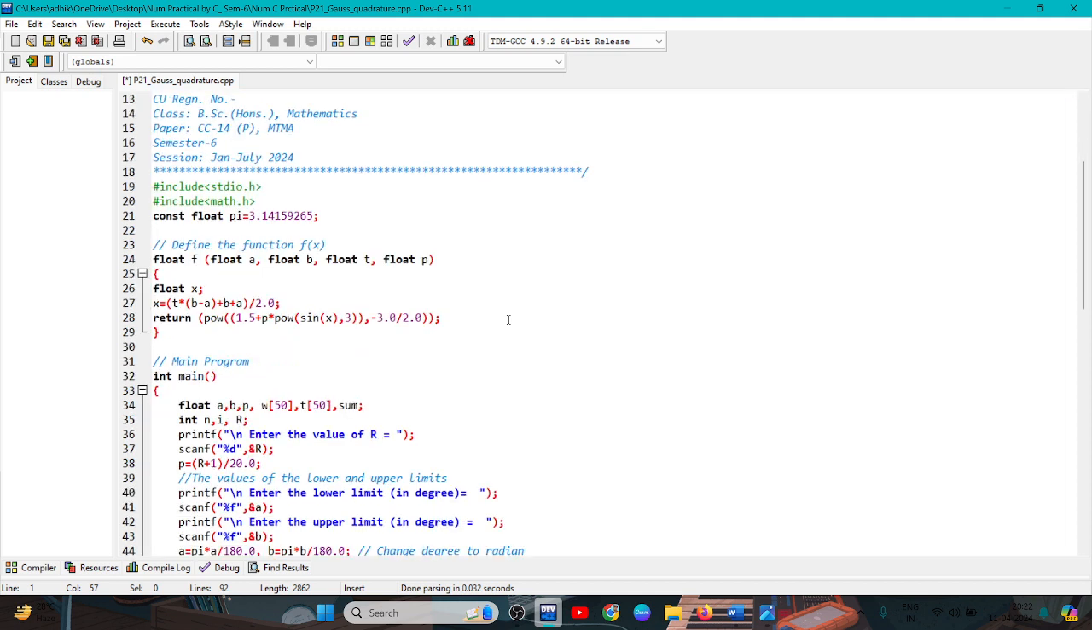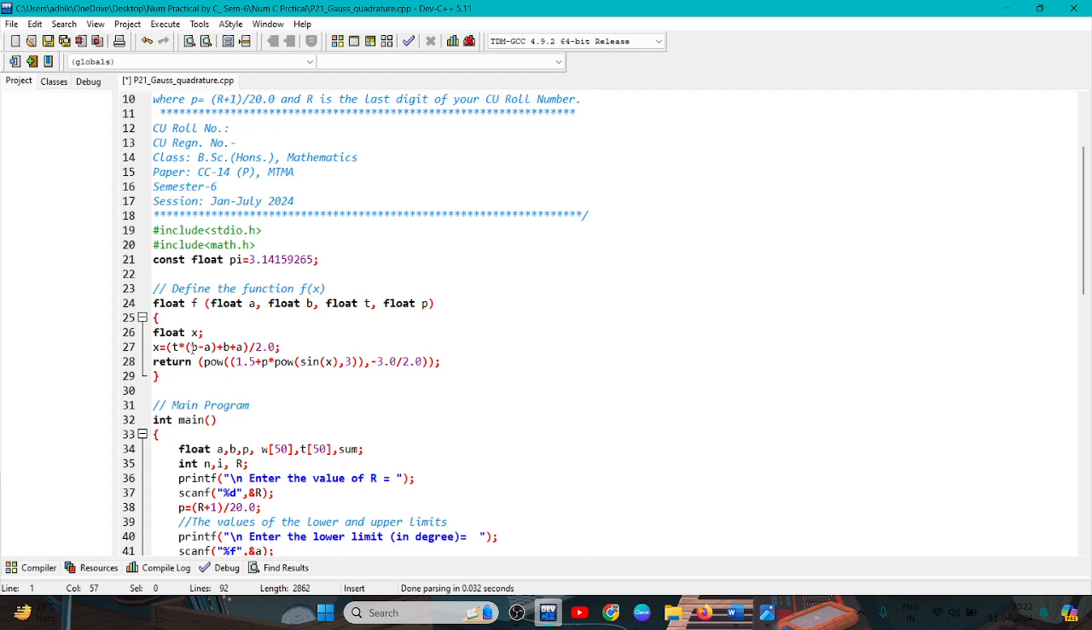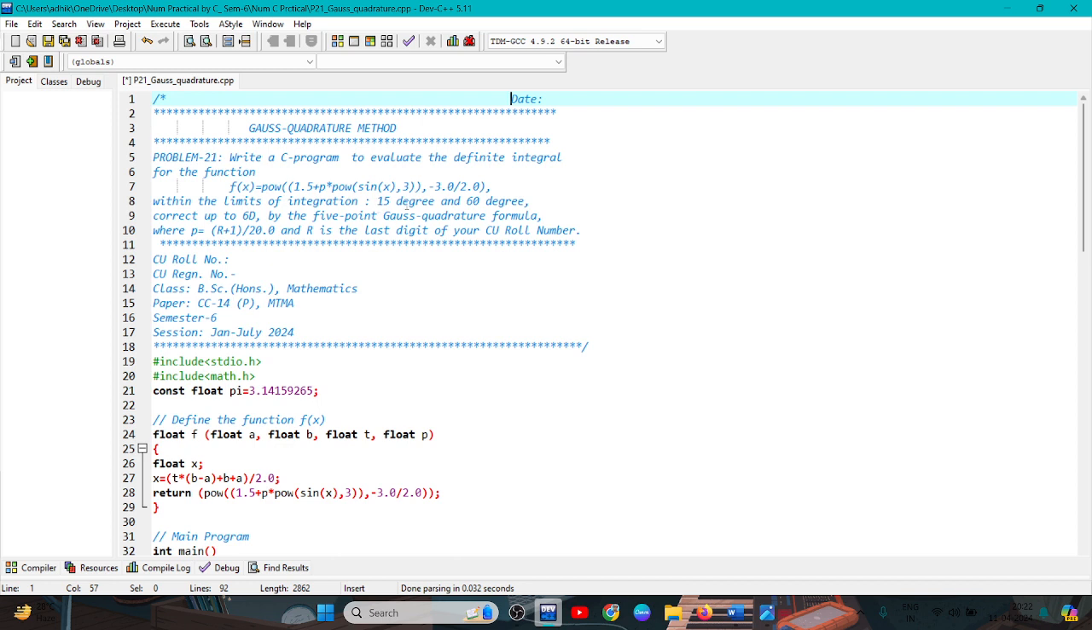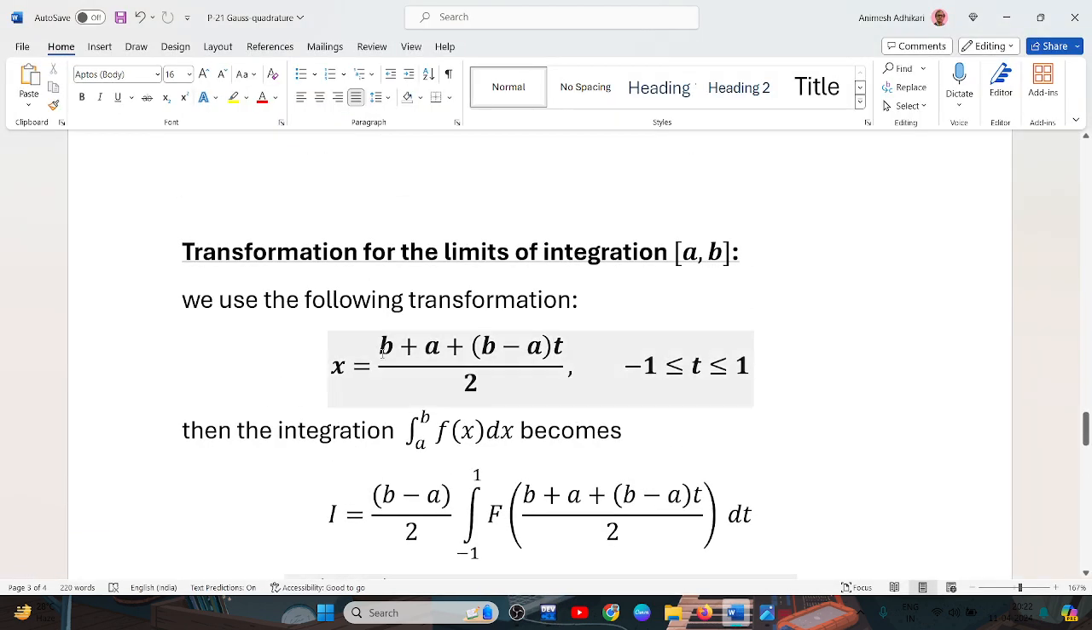Now this is the problem. First we define constant float pi equal to 3.14, and a float function f, the given function. The arguments are float a, float b, float t, and float p. Here float x equals (t into (b minus a) plus b plus a) divided by 2, because here the limits of integration are 15 degrees and 60 degrees, not minus 1 to 1. So we change x to t by this substitution, (b plus a plus (b minus a) into t) whole divided by 2.